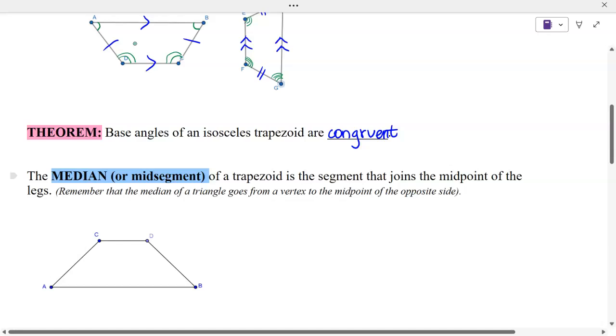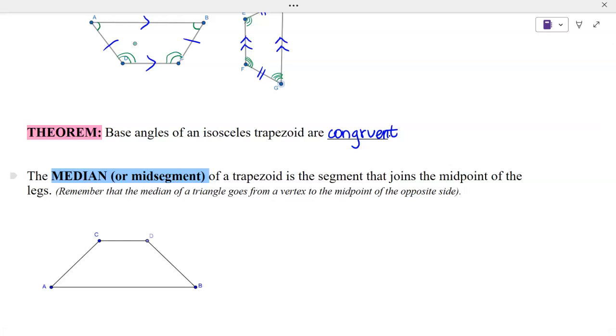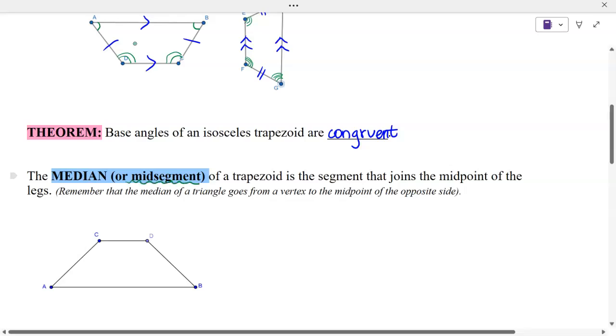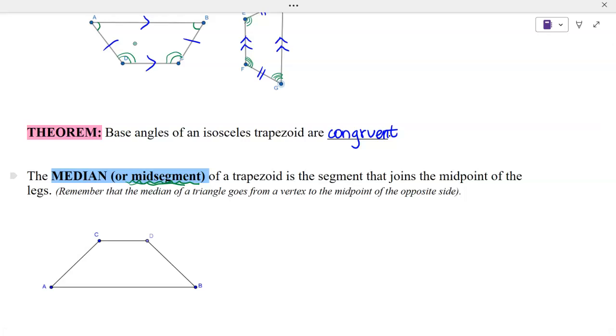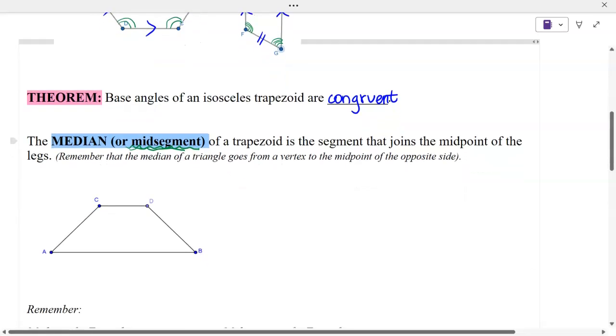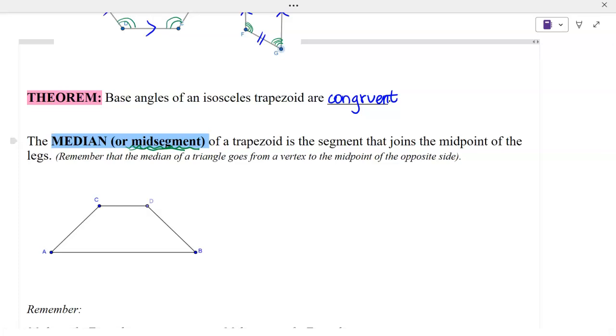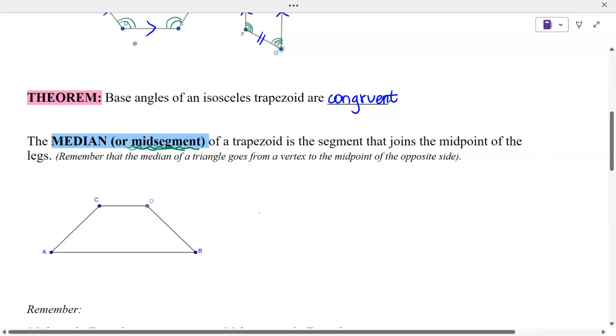Now, I want you to be very clear here. We could also call this a mid-segment because it is very similar to a mid-segment of a triangle. The median or the mid-segment of a trapezoid is the segment that joins the midpoints of the legs. So we'll talk about how this differs from and is similar to medians and mid-segments of triangles.